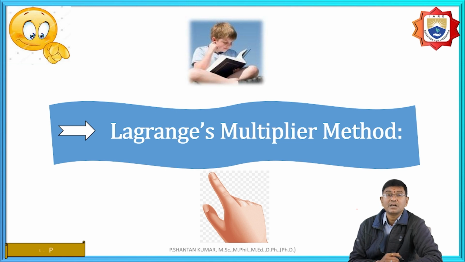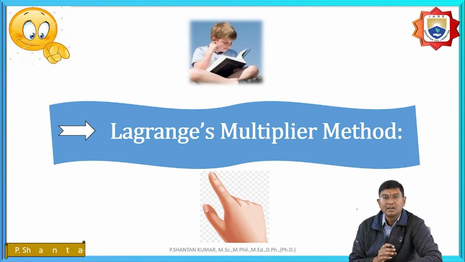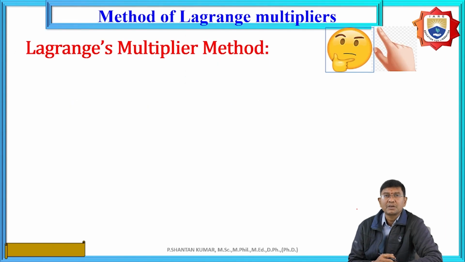It is the Lagrange's multipliers method. What is the Lagrange's multipliers method? Lagrange is the name of a scientist, and based on his method we find maxima or minima. Here we connect the two functions with a multiplier, assume lambda. Based upon lambda and the given two functions, we need to find the maxima and minima.